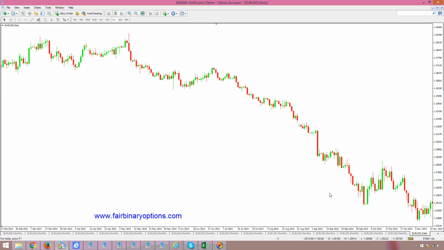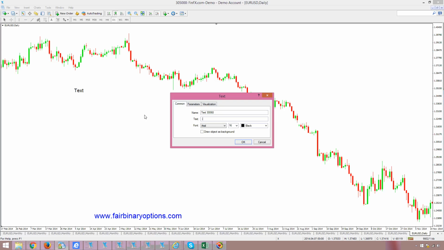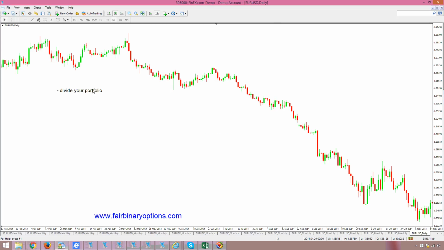Money management basically represents the application of both technical and fundamental analysis, and then applying the outcome to your account. Now, first of all, before even starting on money management tools, a very important thing is to know how to divide your portfolio. What does it mean? How to divide your portfolio?